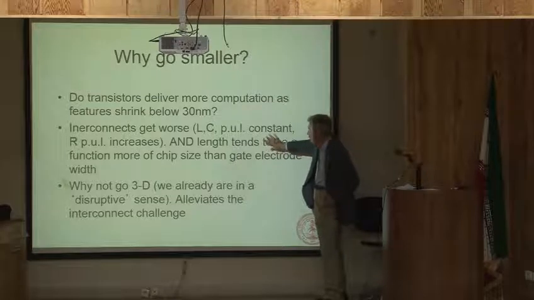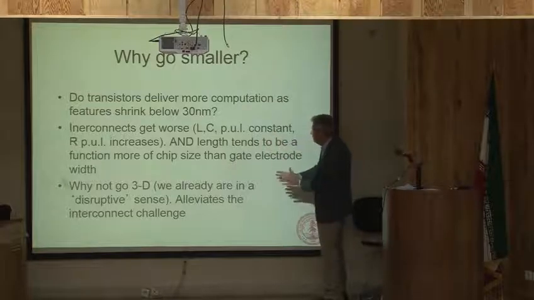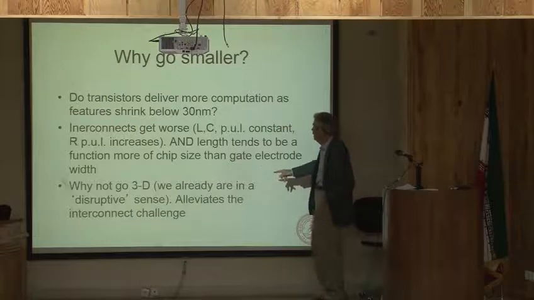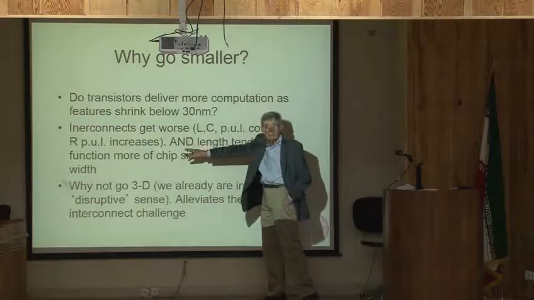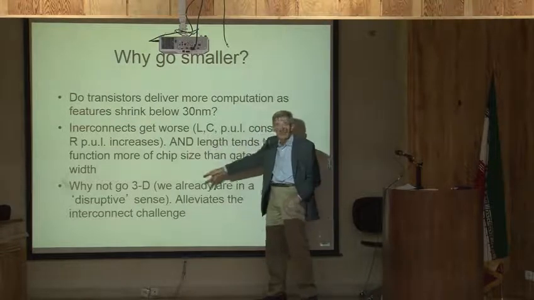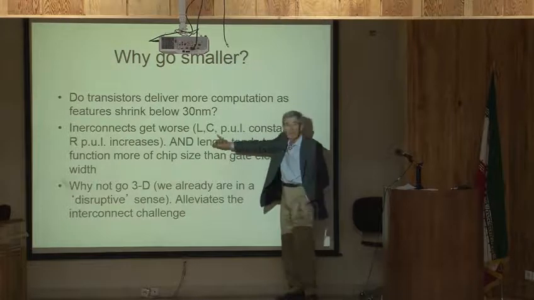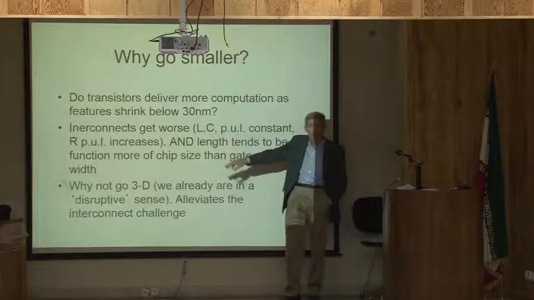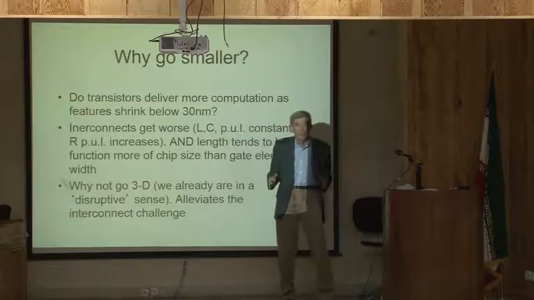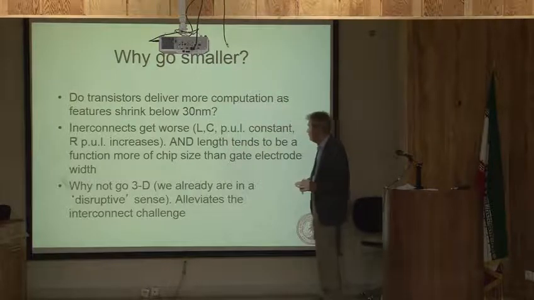The interconnects, although they might be shorter, the resistance per unit length increases. You can just do this with simple algebra. And L and C per unit length remain the same. So for the same cross-sectional area, you'll get the same characteristic impedance.